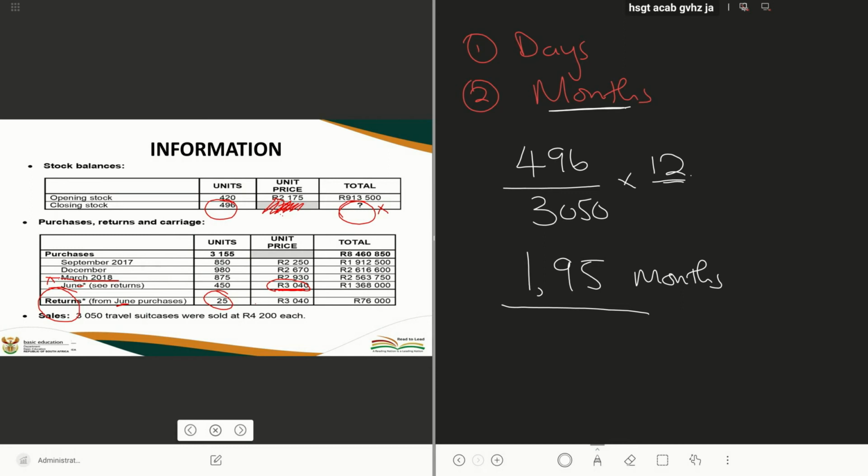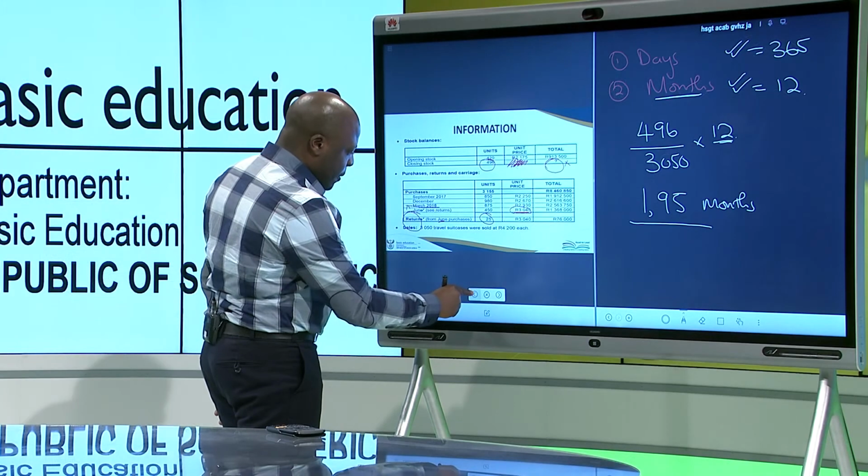All right? So you need to be very careful. The examiner will ask you either for an answer in days or an answer in months. So you need to read the instructions carefully. You need to understand the instructions very carefully. If they want it in days, you know you use 365 days. And if they want it in months, you know you're going to use 12 because there are 12 months in a year. Boys and girls, I want you to come with me to the next question.